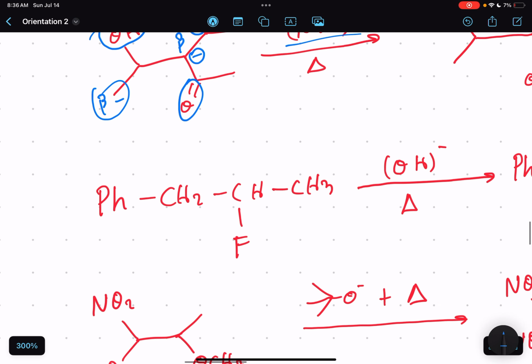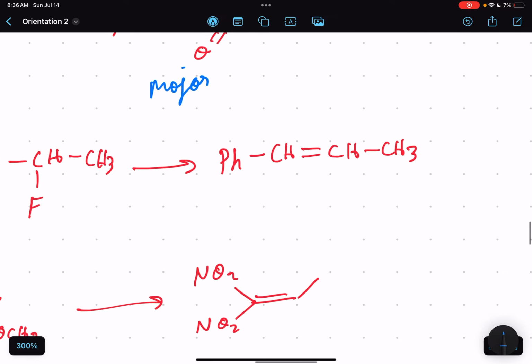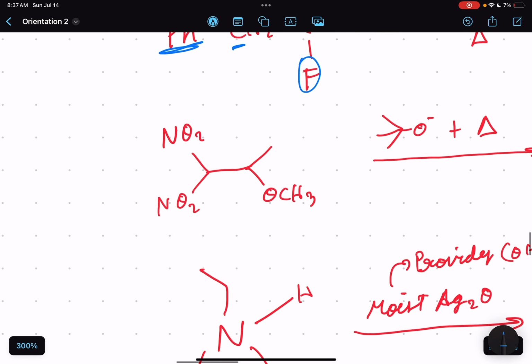Now if we move on to the next example, this is a beta carbon atom, this is a beta carbon, this is the alpha, and this is the leaving group. As you can see, we have a phenyl attached to this beta carbon, which is going to result in resonance if negative charge shows up on this carbon atom, and therefore this is going to be the most stable negative charge. So the negative charge is going to form here, which is going to result in an alkene formation over here like this.